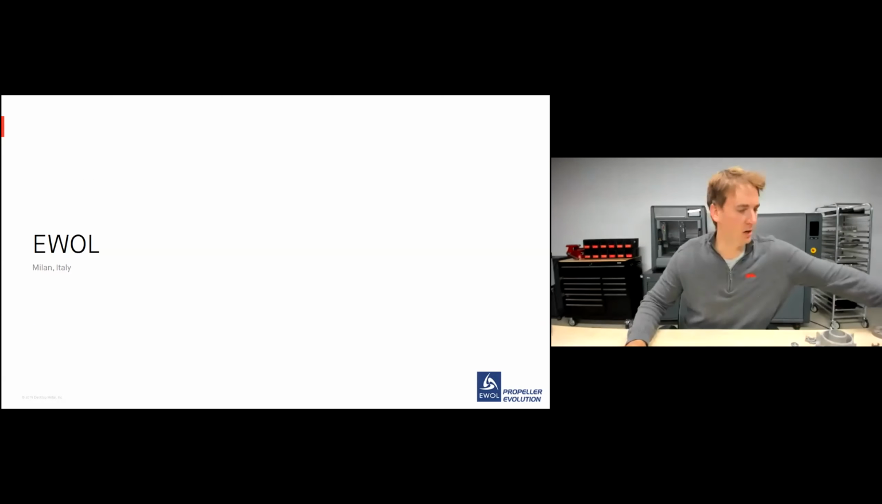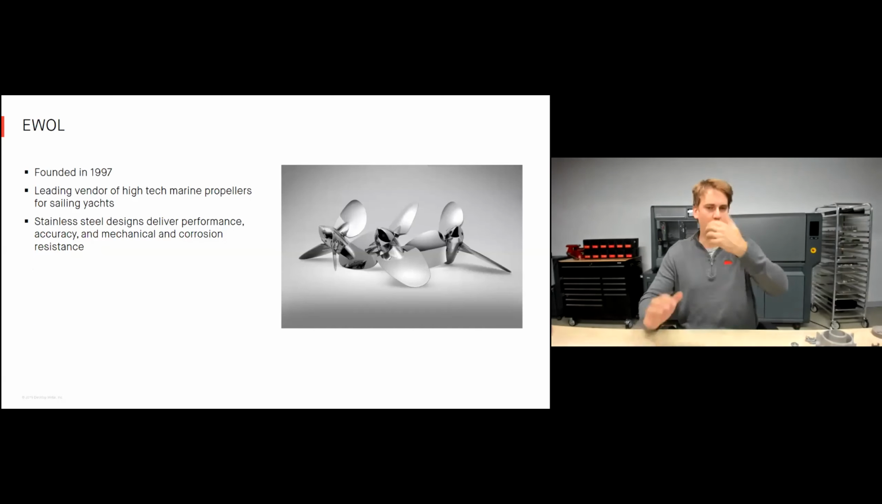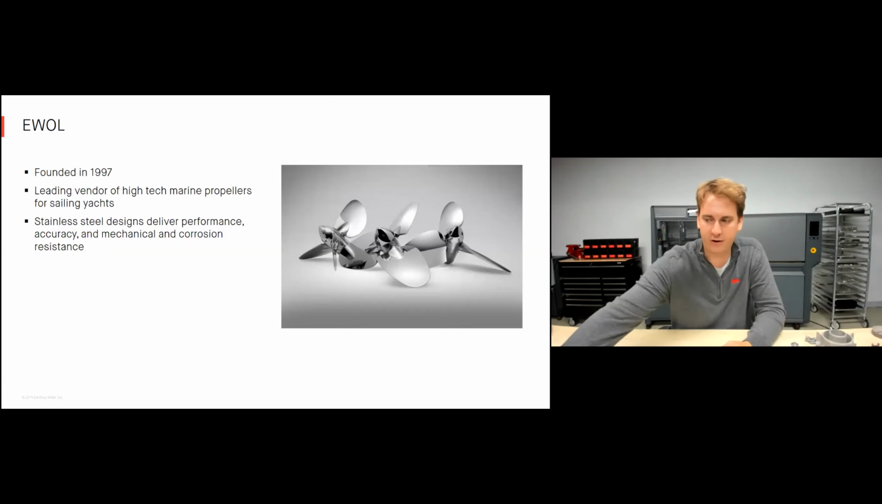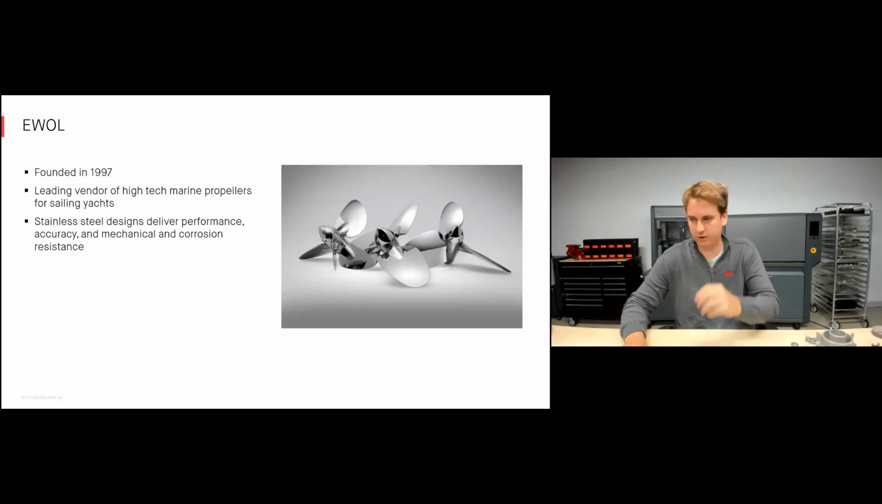Okay, let's talk about Ewall. Ewall is located in Italy. They were founded in 1967. They're a leading vendor of high-tech marine propellers, mostly for sailing yachts. They use a wide variety of different stainless steels for their accuracy, performance, mechanical, and corrosion resistance. So they were happy to see that Desktop Metal was already offering a lot of materials that they're familiar with working with.